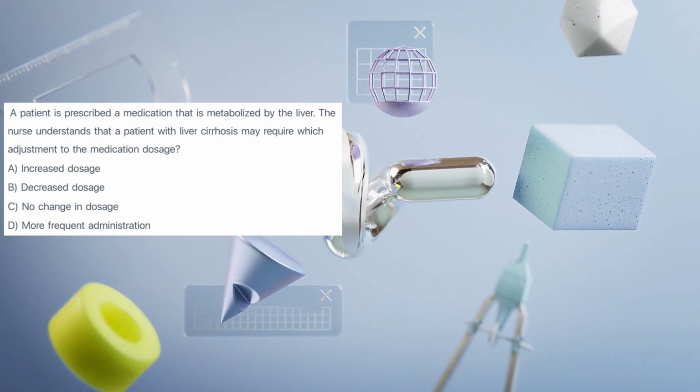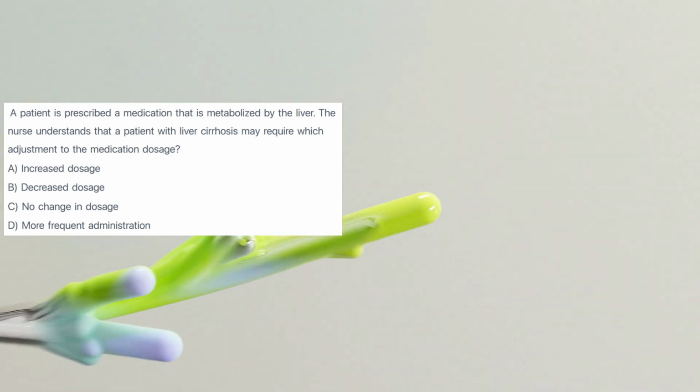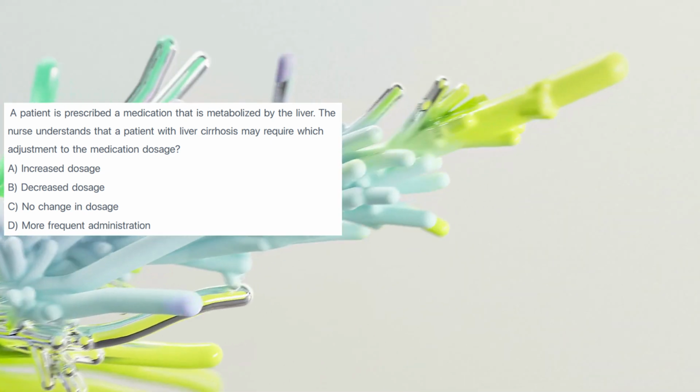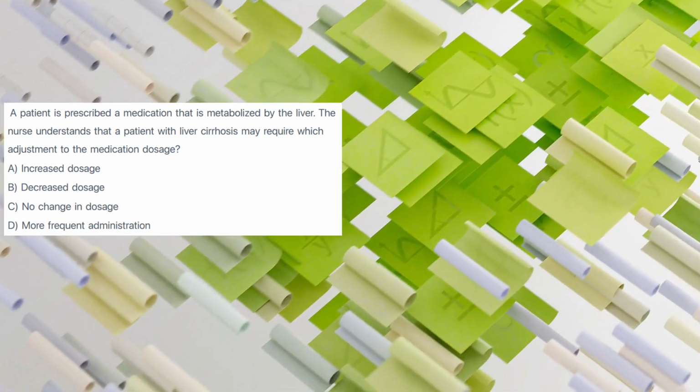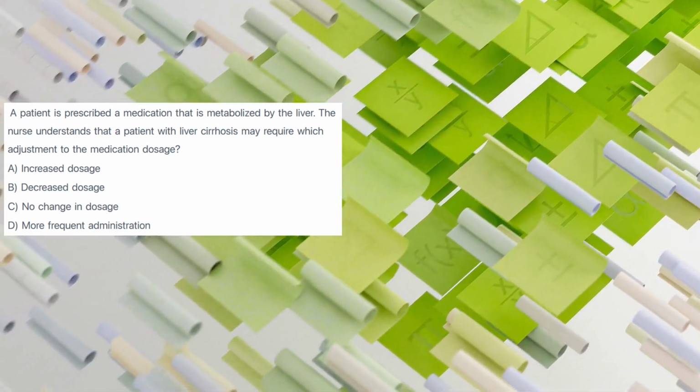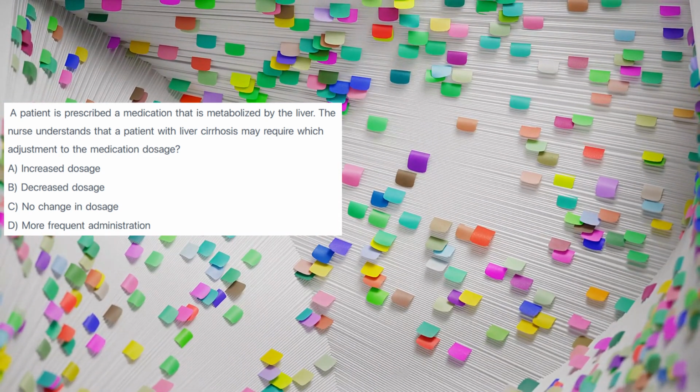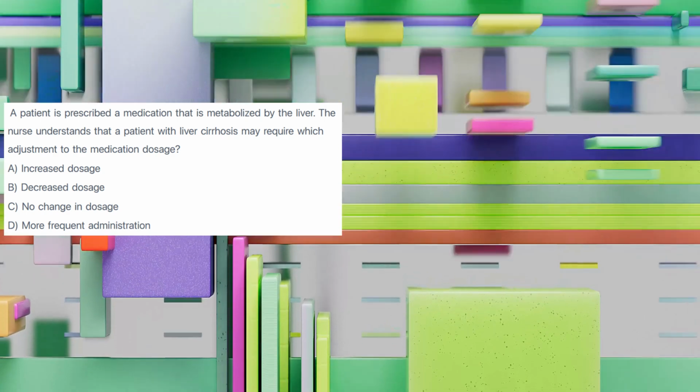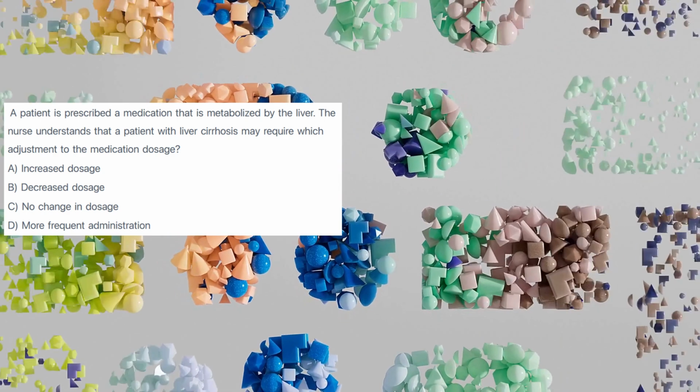Explanation: the liver is the primary site for metabolizing many medications. In liver cirrhosis, liver function is impaired, which can lead to slower drug metabolism. To prevent drug accumulation and potential toxicity, the medication dosage may need to be decreased.